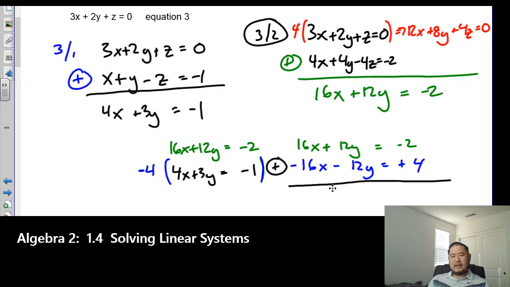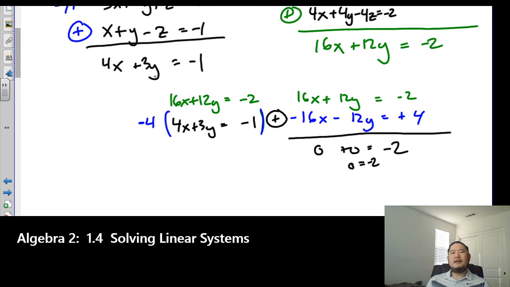16x plus negative 16x, 0. 12y plus negative 12y, 0. Negative 2 plus 4, 2. Does 0 equal 2 right here? I don't think so. This right here is false.